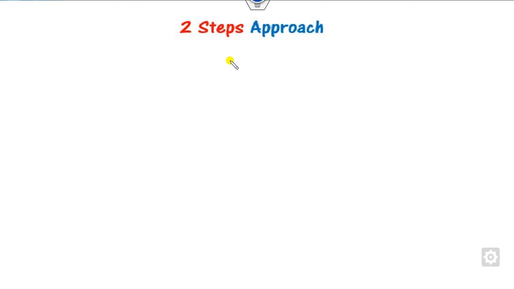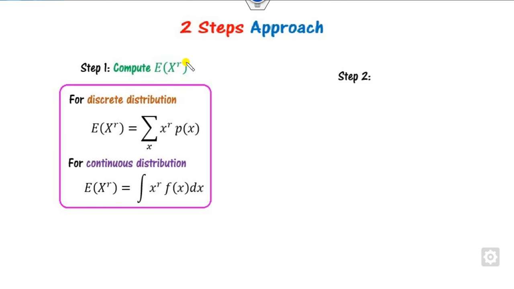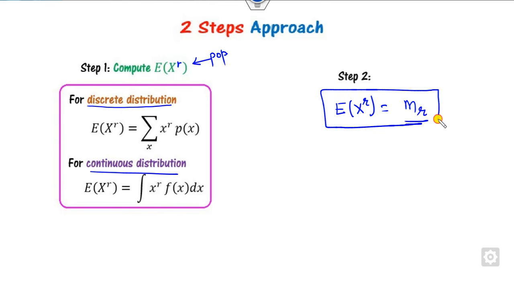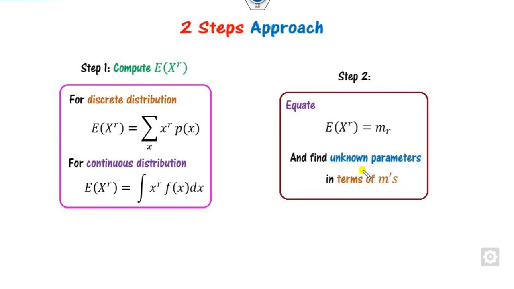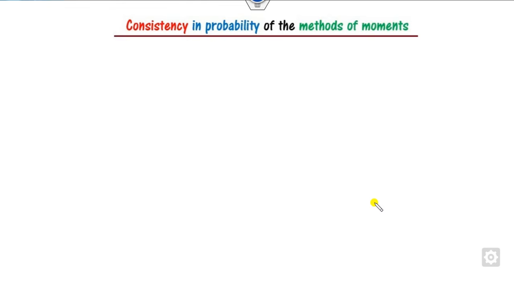How can you solve them? I will discuss the two-step rule. That's a very simple approach. The first step is you will try to compute the population moments. These are my population moments. You have to find how you can do that, depending upon the distribution, whether it's discrete or continuous. The second step is you have to equate these population moments with the sample moments. Once you equate them, then you have to find these unknown parameters from here.